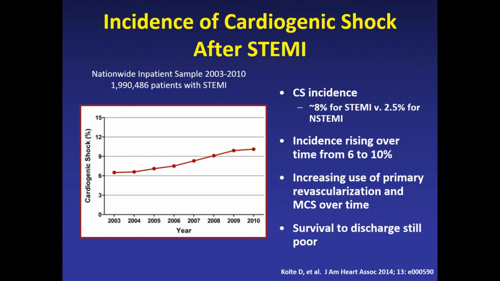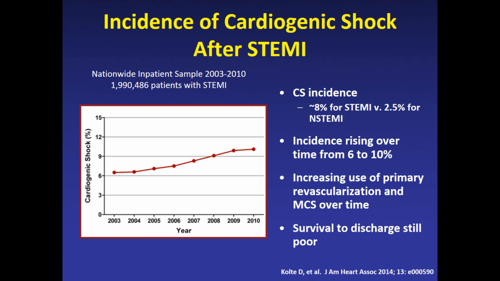Although there's been a lot of progress in the management of patients with cardiovascular disease, and particularly coronary heart disease, the incidence of cardiogenic shock after myocardial infarction has been remarkably stable over the years. Recent data here from the Nationwide Inpatient Sample of patients from 2003 to 2010, nearly 2 million patients with ST segment elevation myocardial infarction, suggest actually there might be a slight increment in the rate of presentation with cardiogenic shock complicating myocardial infarction. On average, over the decades, the incidence is about 8% for STEMI and about 2.5% for non-ST segment elevation myocardial infarction.